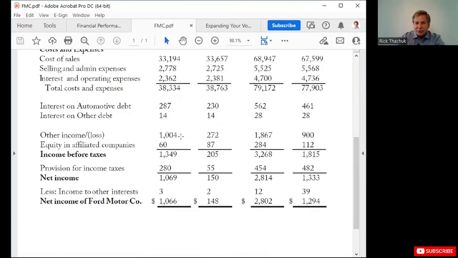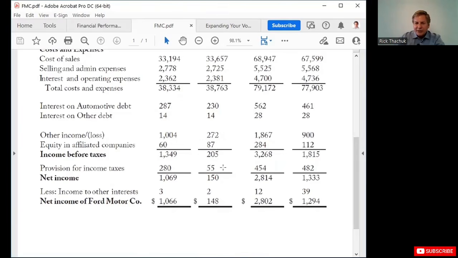Other income went from this level to this level. That is a pretty big drop. And that, in fact, was largely responsible for the drop that we see in net income. So we're going to have to mention other income in our analysis. Equity in affiliated companies, well, that change is kind of small. Income before taxes, that's just an aggregation of what is all above us.